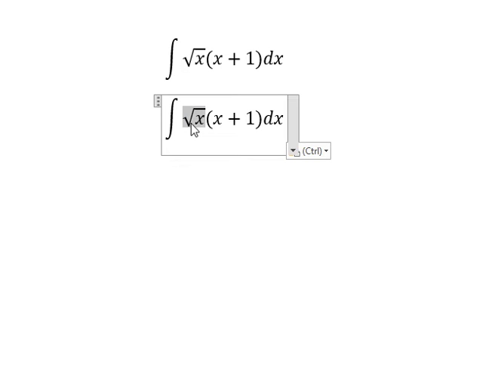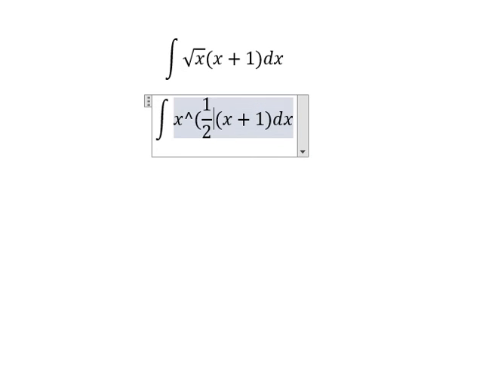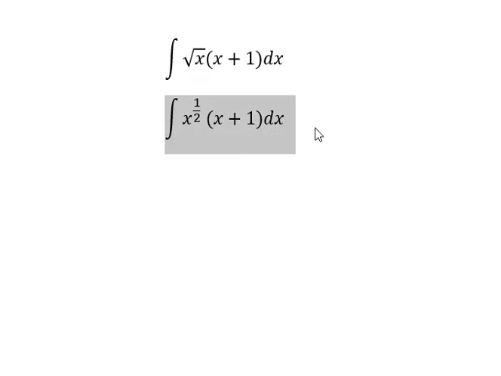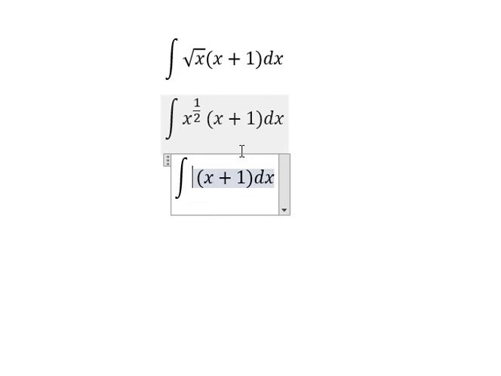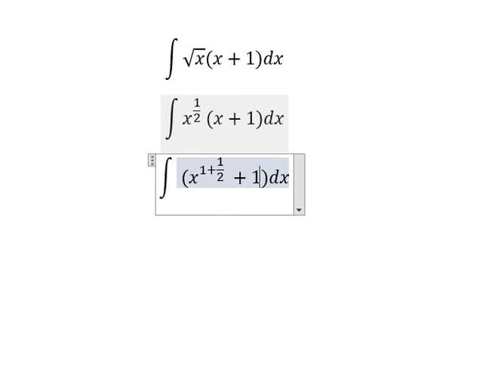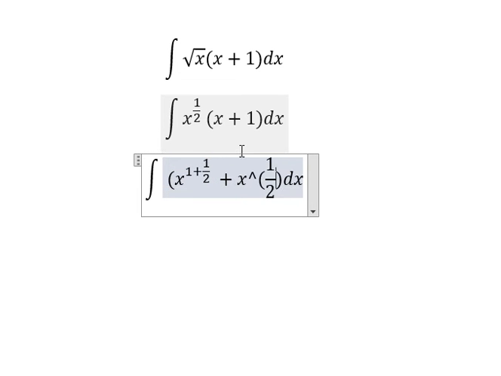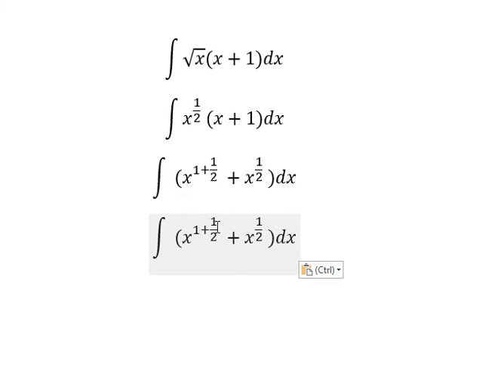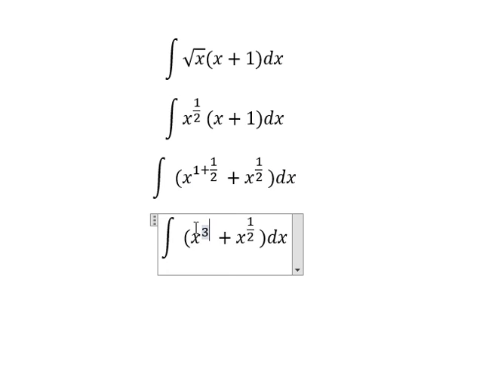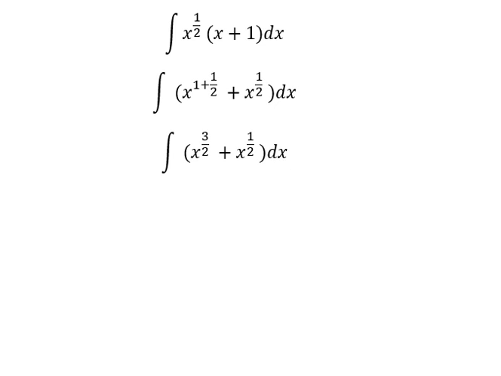The square root of x, that is about x to the power of 1 over 2. And now this one multiplied by x to the power of 1. So we know that x, that is about number 1. So 1 plus 1 over 2, we have 3 over 2. And now we have the formula in here.